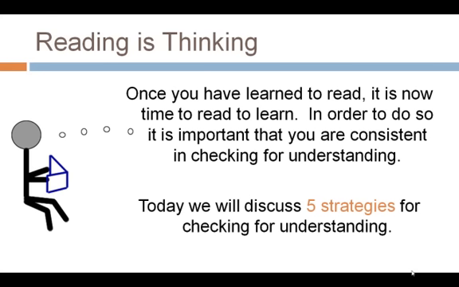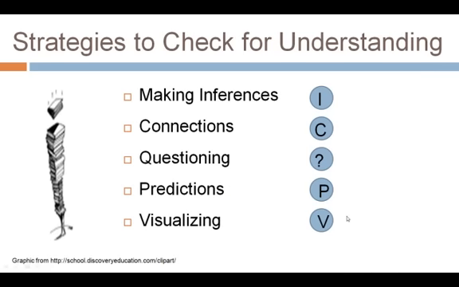Reading is thinking. Once you have learned to read, it is now time to read to learn. In order to do so, it is important that you are consistent in checking for understanding. Today we will discuss 5 strategies for checking for understanding. The strategies that we will use to check for understanding include making inferences, making connections, questioning our reading and what we have read, making predictions, and visualizing, all as we read.